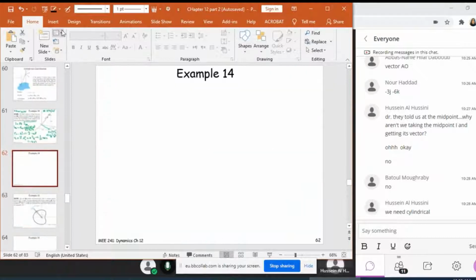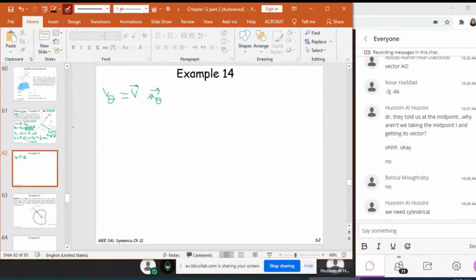Now, what about V theta? V theta should be equal to 0 because there is no change in the position with respect to theta. But I'm going to prove it now. V theta is equal to V dot U theta. This is the component of V in the theta direction. It is V dot U theta.